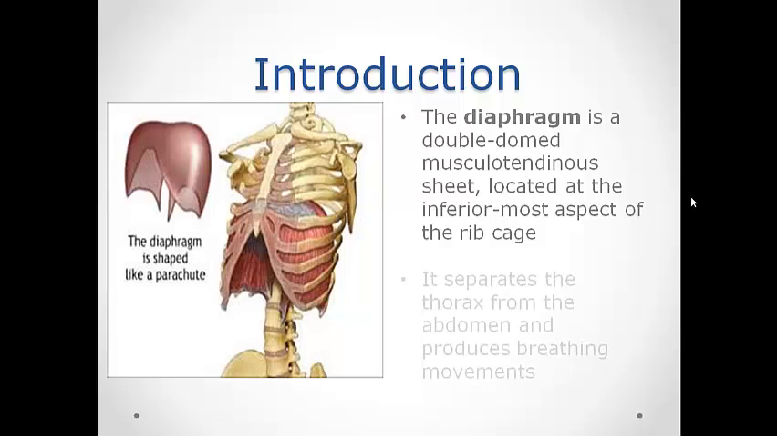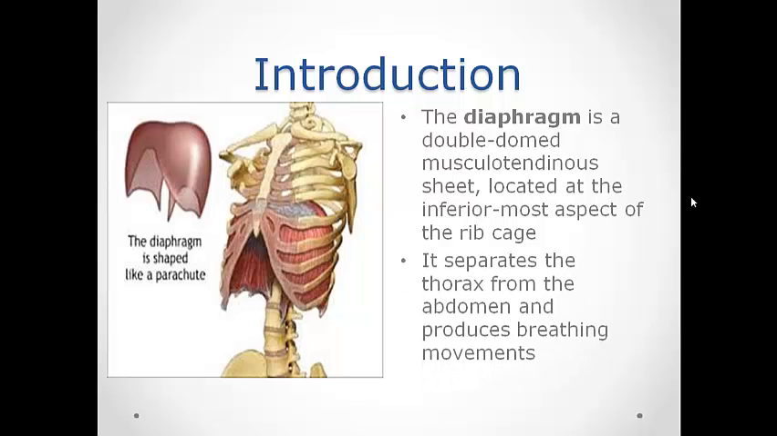So, the diaphragm is a double-domed, meaning that it has two domes, musculotendinous sheath. So that means that it's made of muscle and also has a tendon forming part of its structure. It is located in the inferiormost aspect of the rib cage, so it closes off the lower part of the thoracic cavity. And what it does is that it separates the thorax from the abdomen.